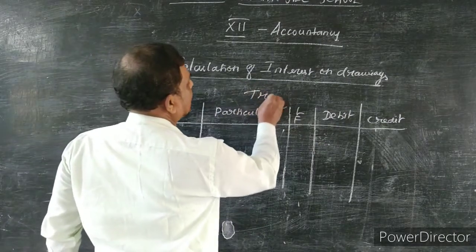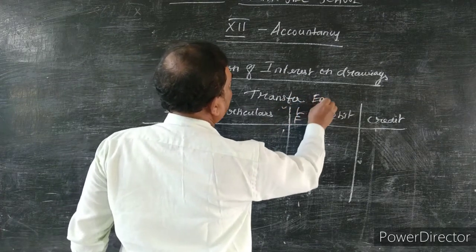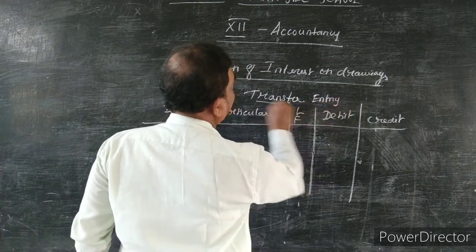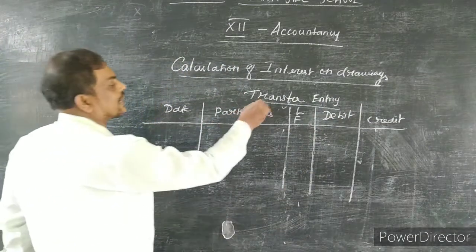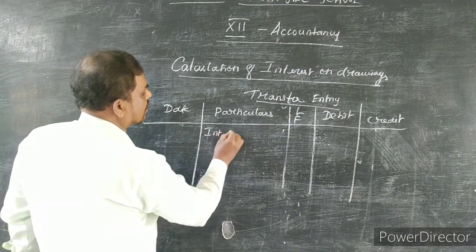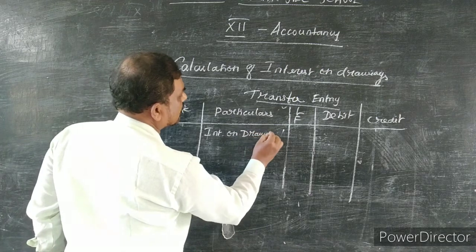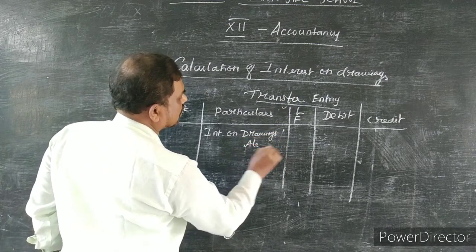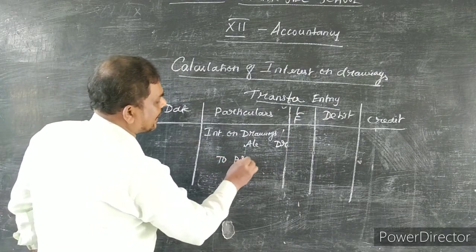Transfer entry. See, you don't want to put the heading under transfer entry or adjusting entry. You don't want to put the heading. Just you know what this entry is. So under transfer entry, debit is interest on drawings account, debtor to P and L account.